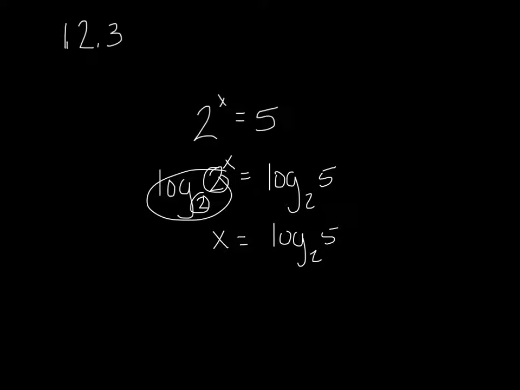Now a lot of times when you're solving an equation, you want more than just log base 2 of 5. You actually want to know what this is as a decimal. And since your calculator can't do this, you'll have to use the change of base formula. So we'll go log of 5 over log of 2, and now you can plug that in your calculator and get whatever that is.